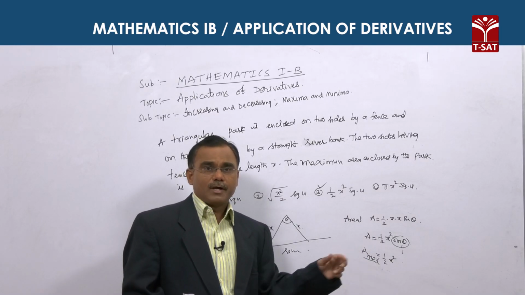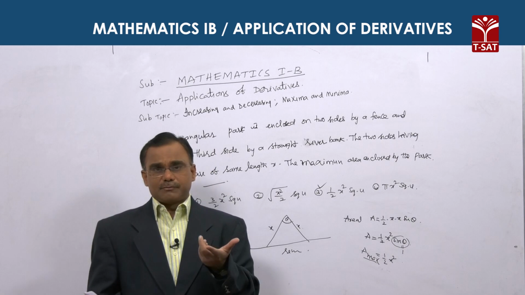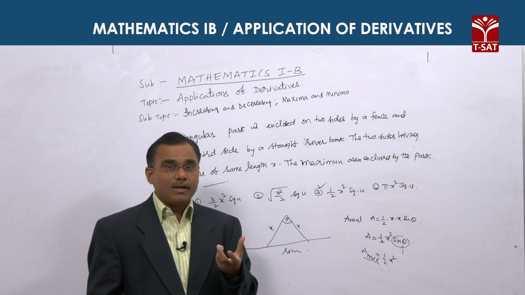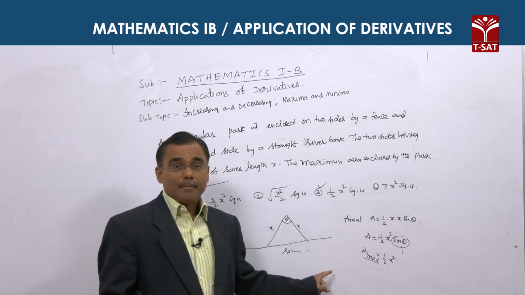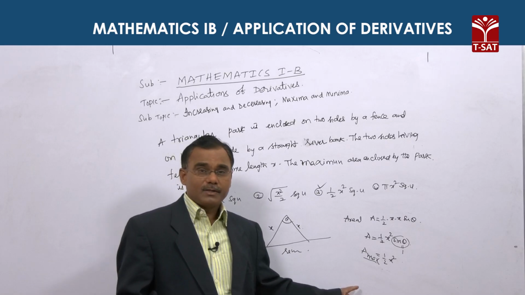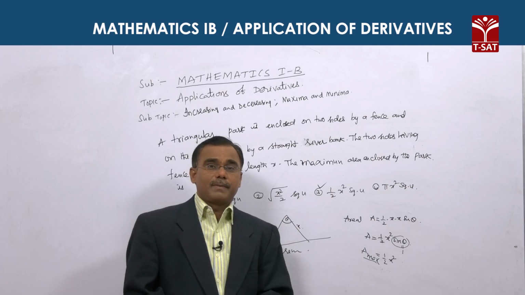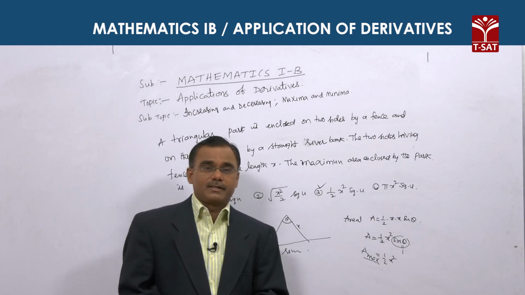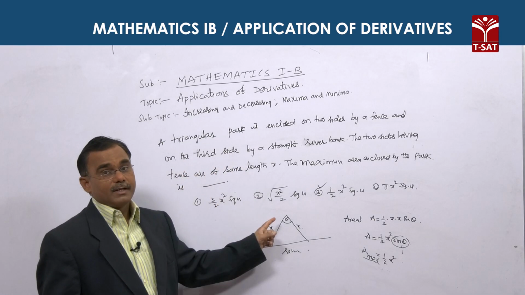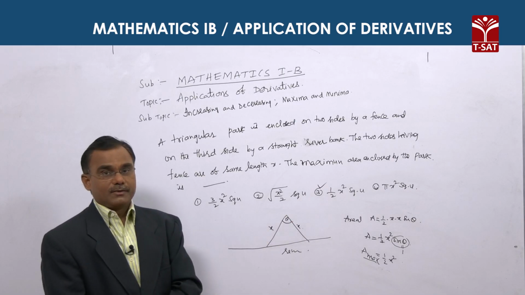Half is positive and x square is positive. We find the maximum value of sin theta. The maximum value of sin theta is 1. That's why the maximum area is half of x square at theta equal to pi by 2. Theta equal to pi by 2 means sin theta is 1. Therefore, the required maximum area is half of x square square units.